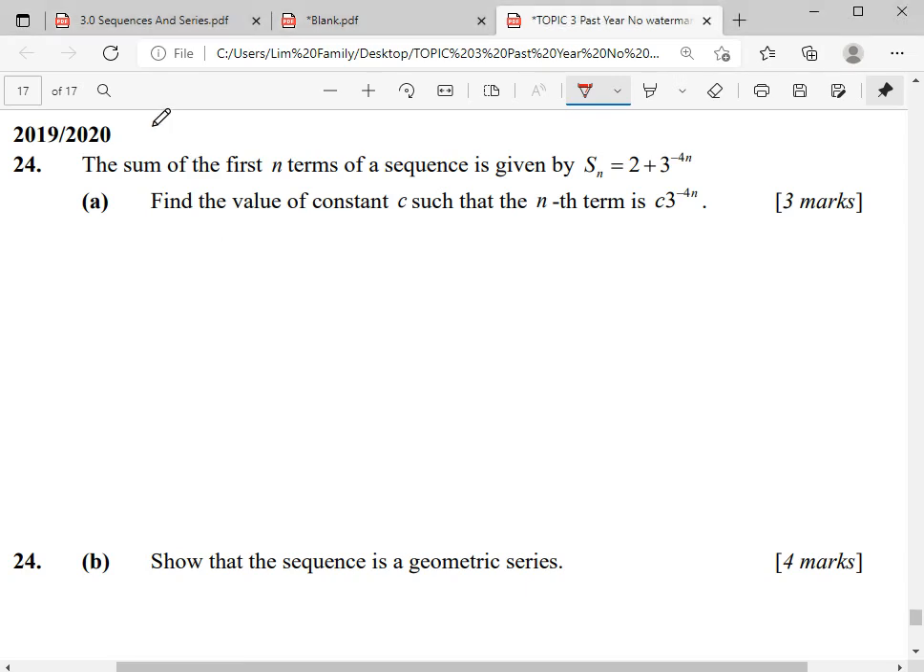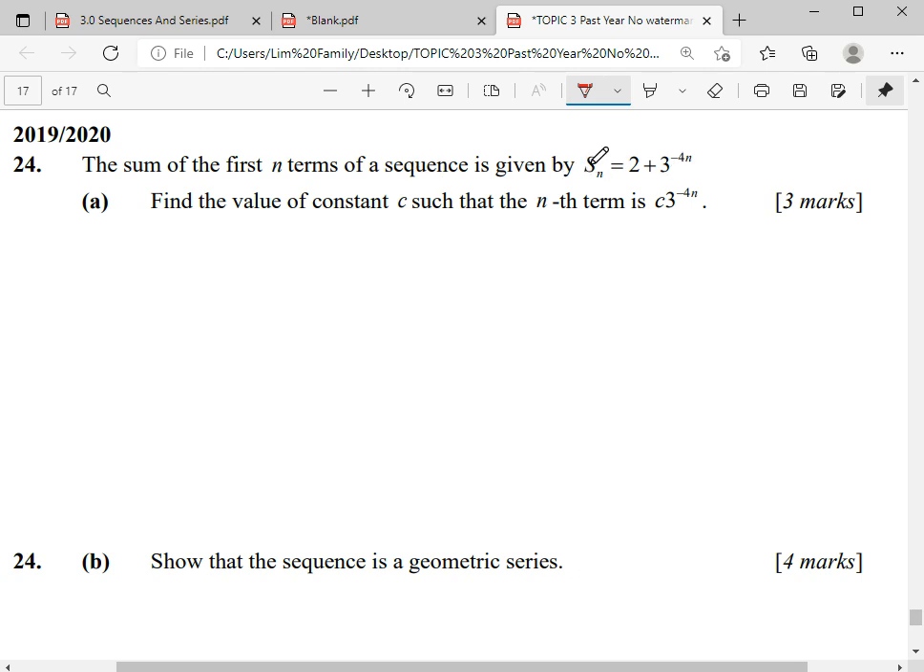Okay, so they say the sum of the first n terms of a sequence. It doesn't say what sequence yet. They didn't mention geometric or arithmetic. They just say this sequence, this pattern of numbers. They come up with a formula for their sum, Sn.